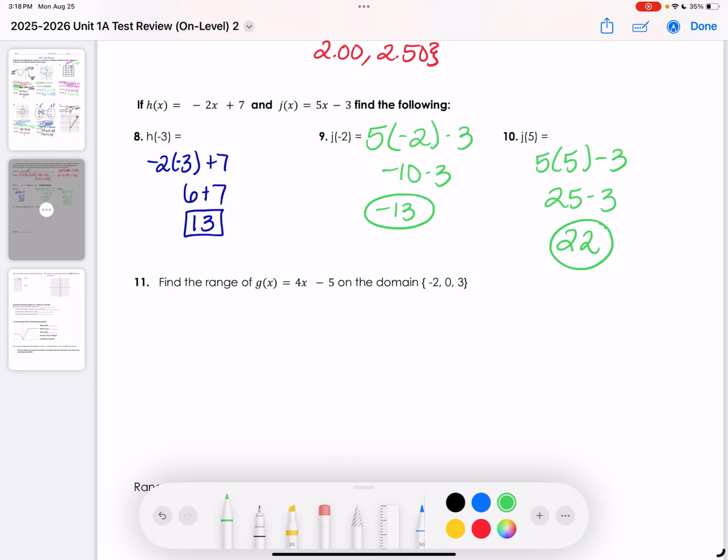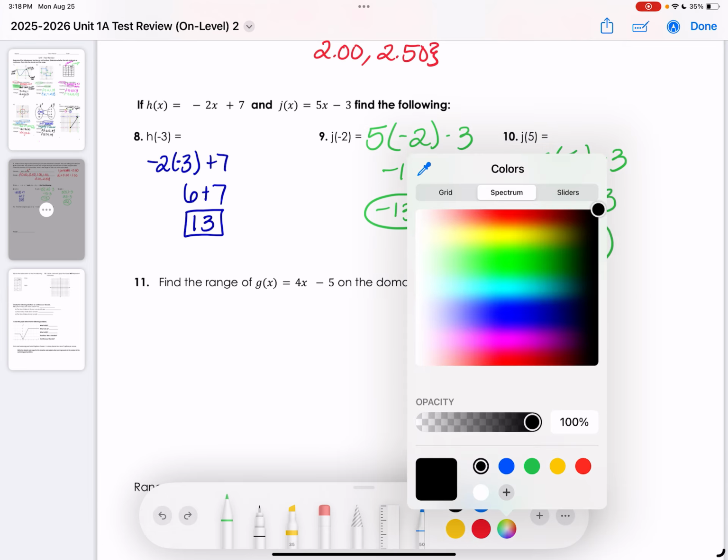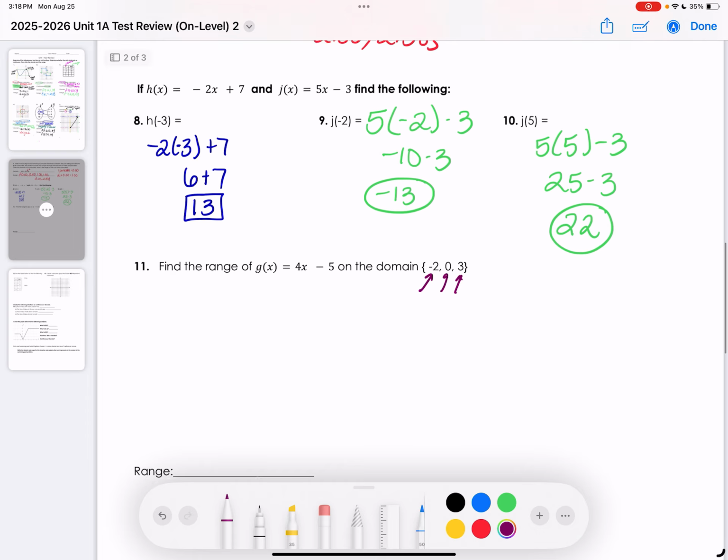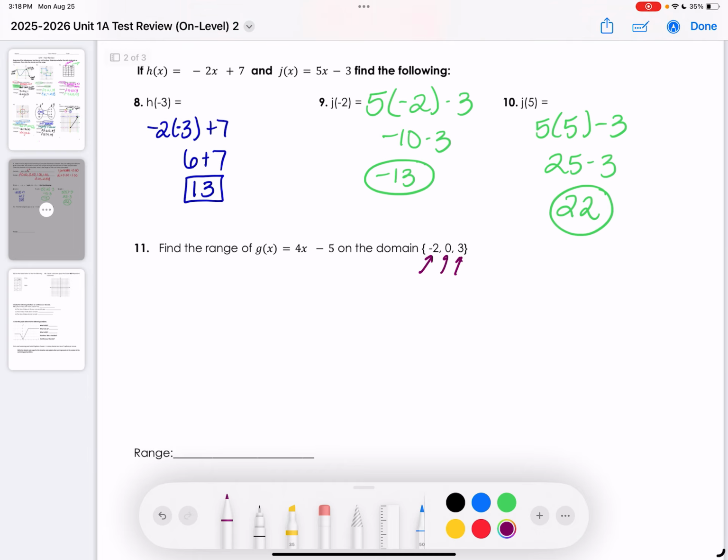You're actually going to do the same here. It has all of your x values right here. So I have an x value of -2, 0, and 3. So it's almost like above, but it's not giving us the number in the parentheses. It's giving us a list, which means we need to find g of negative 2, g of 0, and g of 3.